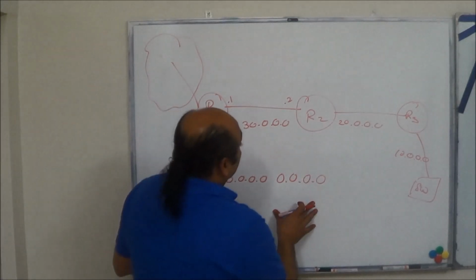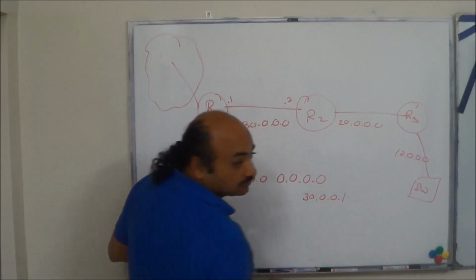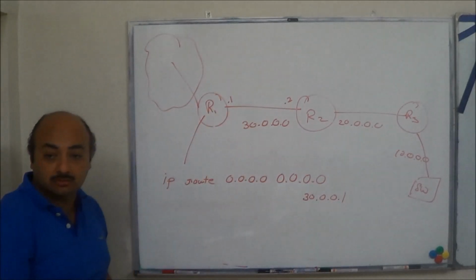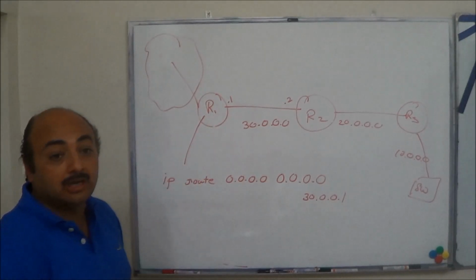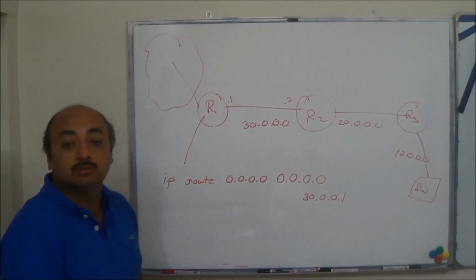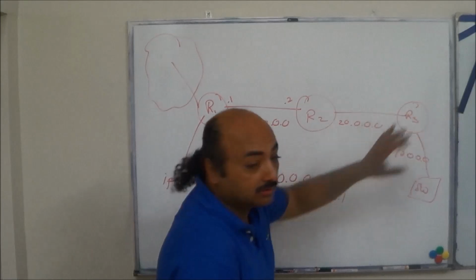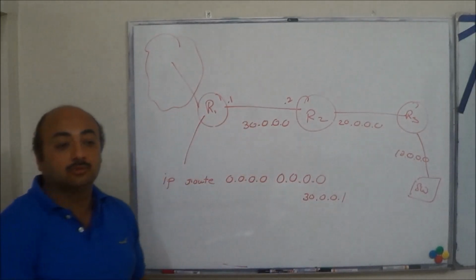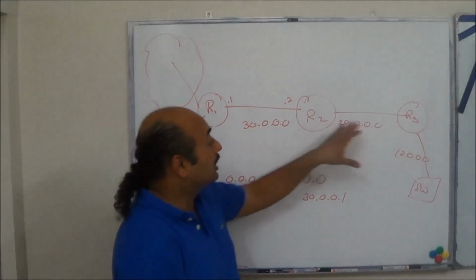Alright. And then say 30.0.0.1. That's what it says. So this is the default route for R1. But now, using RIP, we want to propagate this default route to R2 and R3. Using RIP, we want to propagate this default information to R2 and R3.